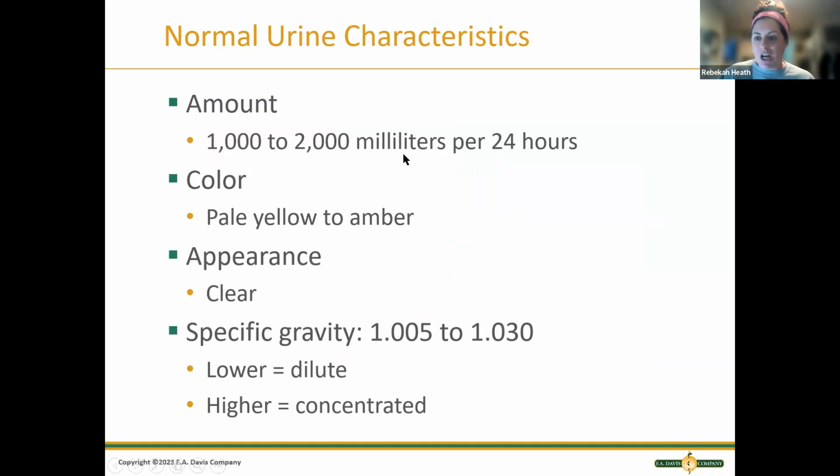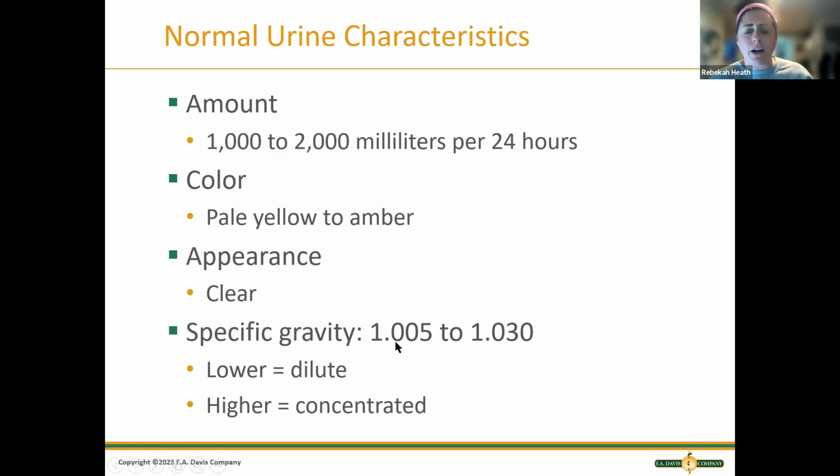Of course, that's going to change based on somebody's kidney function, their hydration status, and various other things, people's size, right? Children are much smaller than adults. So we're talking about adults with this number here. A child, because they have a smaller body, is going to be making less urine than that. Typical color would be pale yellow to amber. The appearance should be clear, that's normal.